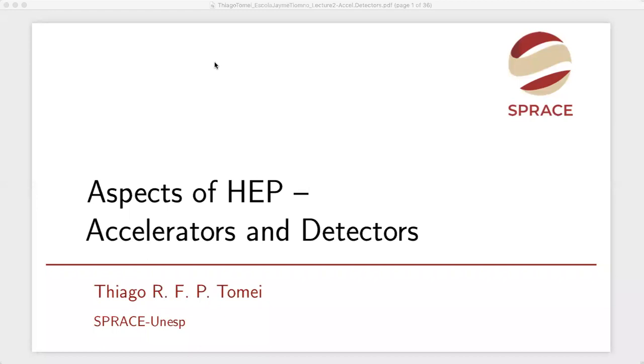For the second lecture, I'm going to start speaking about the experimental aspects of high energy physics. So how do we actually collide these particles, and how do we detect them? I'm going to talk about these two things, particle accelerators and particle detectors.